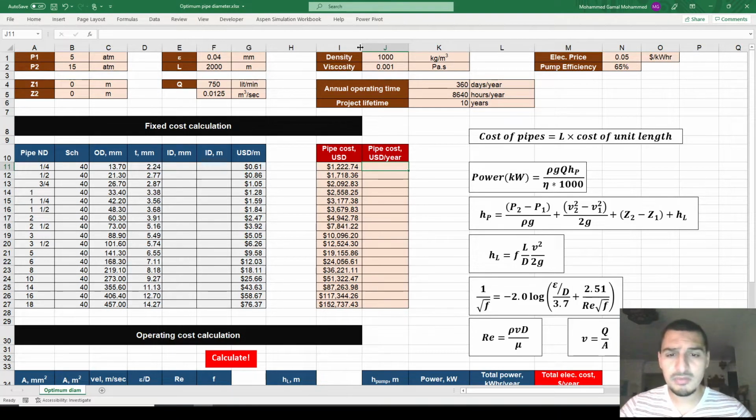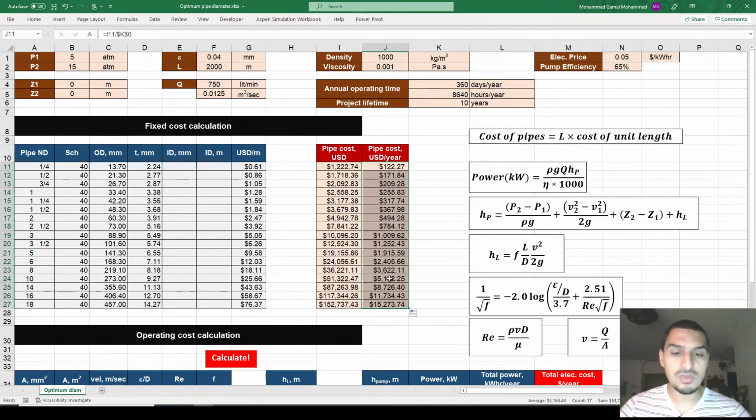The calculations I'm going to make are based on annual cost, so the electricity cost is going to be an annual cost as well. So I have to make the units consistent. This is the total cost for 10 years, so the share of each year is this divided by the project lifetime. This is just to make sure that the fixed and the operating costs are both calculated the same way, on an annual basis. So this is the fixed cost. It's pretty simple, straightforward, nothing tricky about it.